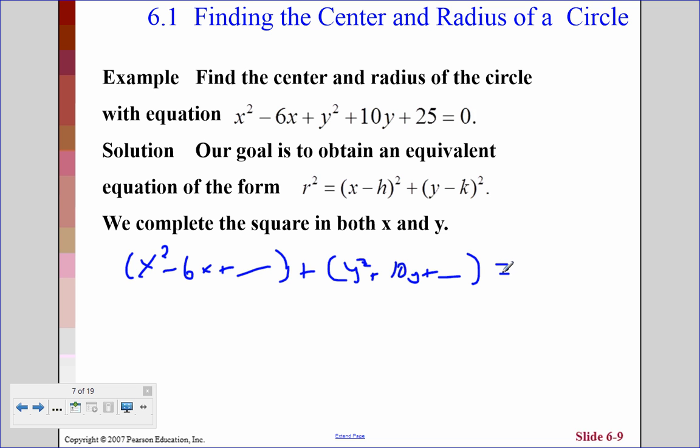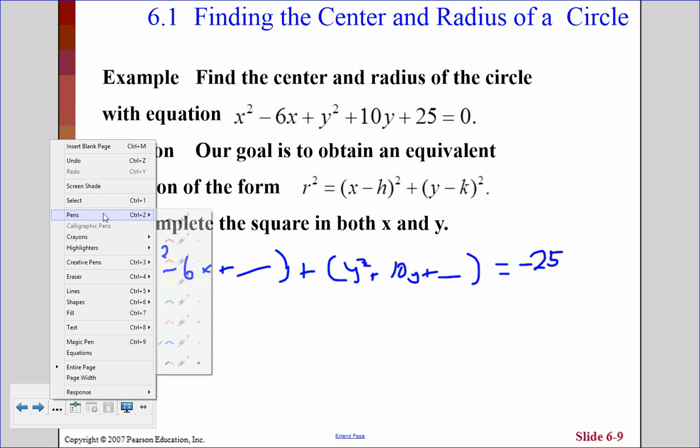Now I'm going to just go ahead and put this 25 up here, this 25 right here. I'm going to move this over to the other side. I'm going to get that off to the other side of my equation, so I just have the x's and y's on one side. So I put the minus 25 over there. Okay, so far so good.